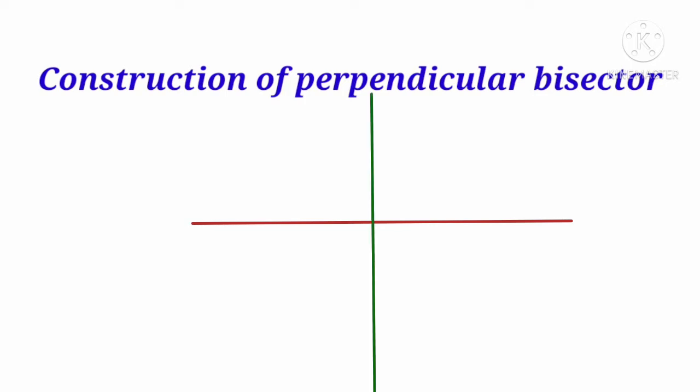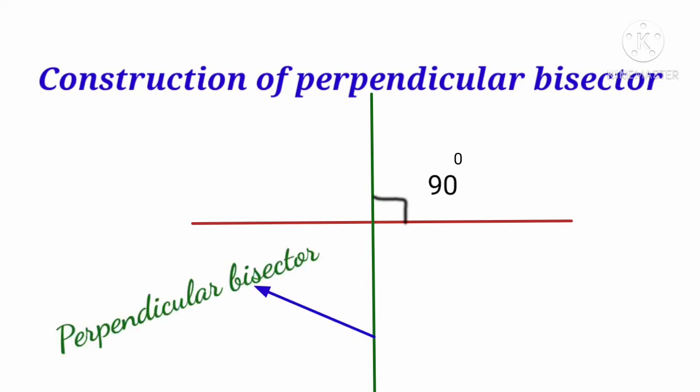Children, in this video, let us discuss how to construct a perpendicular bisector for the given line segment. What is a perpendicular bisector? A perpendicular bisector is a line that divides the given line segment into two equal parts at an angle of 90 degrees. Through this video, let us see how to construct a perpendicular bisector for the given line segment.